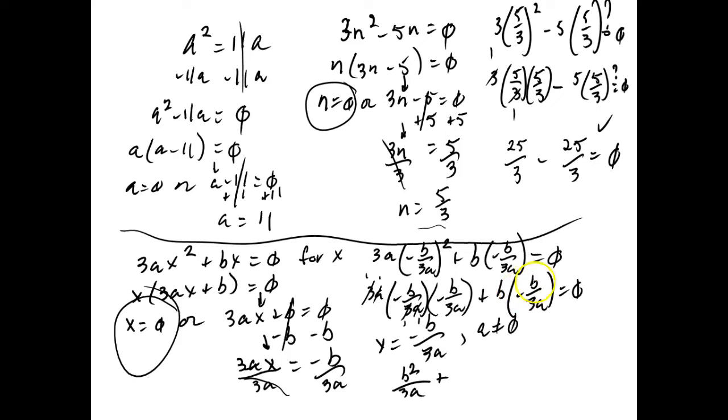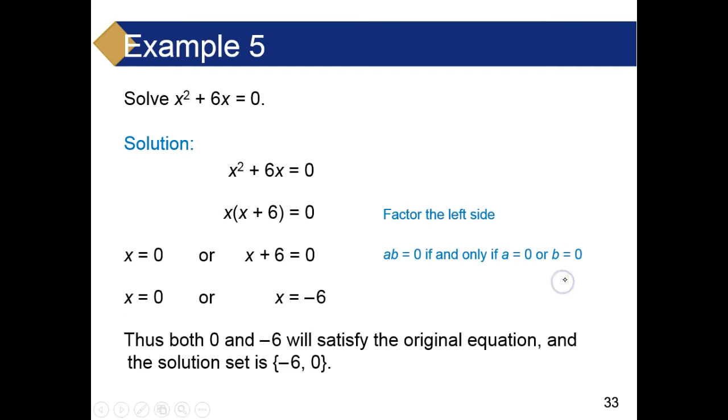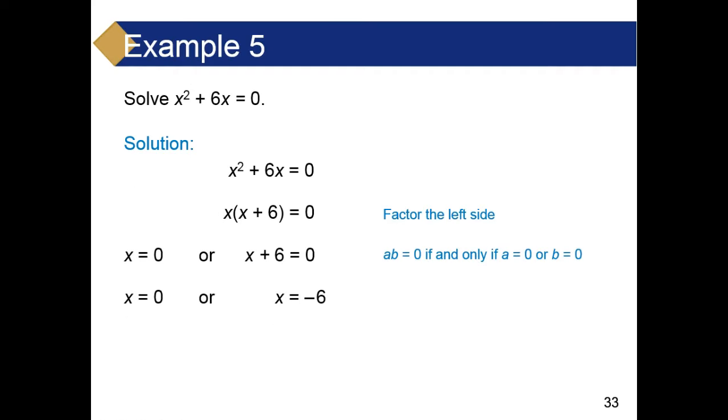Yeah, b times a minus b, that would be a minus b squared over 3a. And sure enough, you add those two together, you do get 0. We didn't know these before. Now we do.